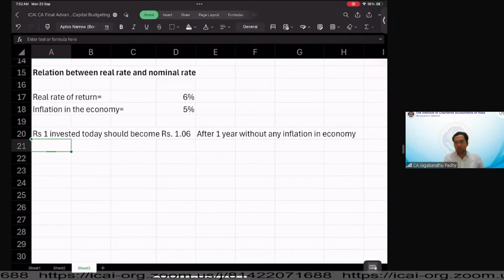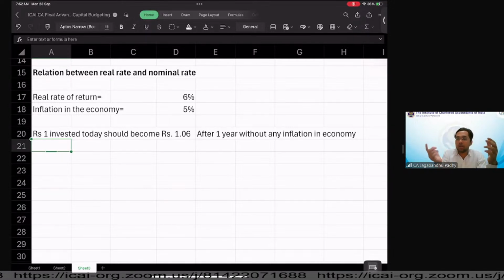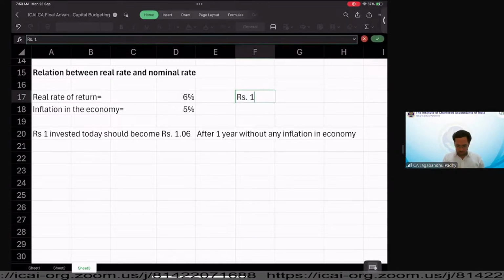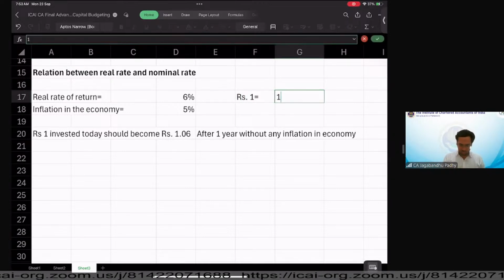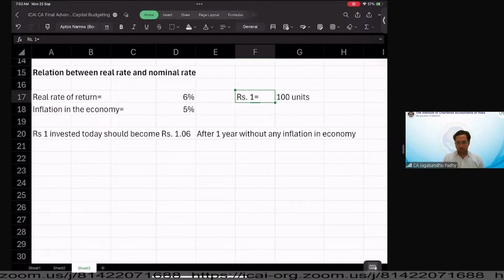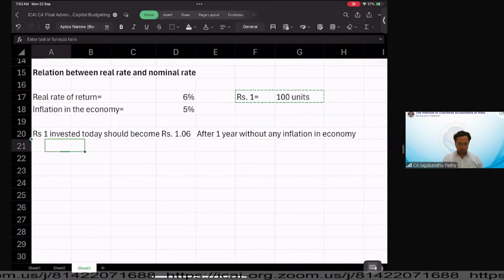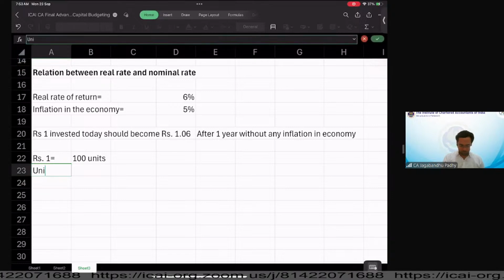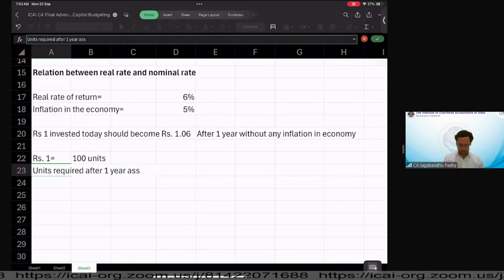So let's say 1 rupee was giving me 100 units of a commodity. For example, rupee 1 was equal to 100 units. So tell me, what is the number of units that you want after a year? Units required after 1 year, assuming no inflation.